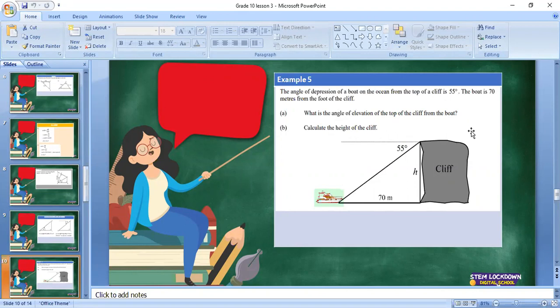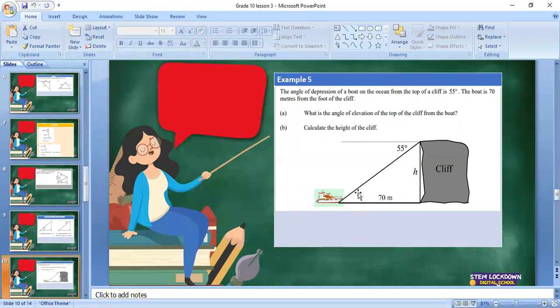What is the angle of elevation of the top of the cliff from the boat? Now, from this boat, what is the angle of elevation of the top of this cliff? What will be the angle? The angle of depression from the top to the boat is 55. That angle of depression, the angle between this straight line and this line, is 55 degrees. Now the question is, what's the angle of elevation of the top from the boat?